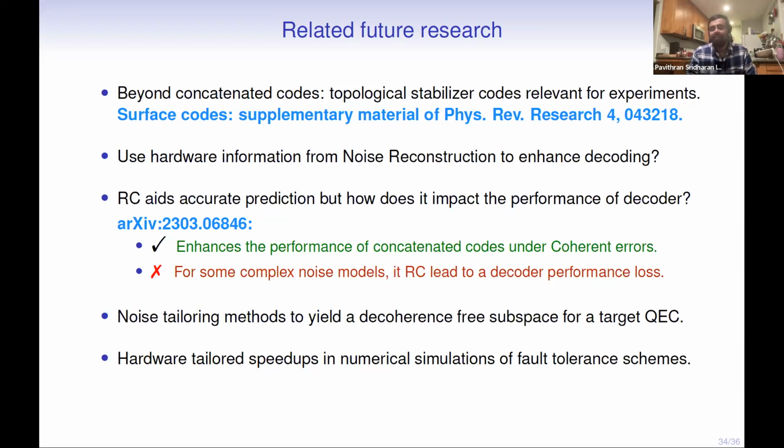I'm also interested in some techniques for speeding up numerical simulation of fault-tolerant schemes that involve importance sampling, which I've completely not gone into. And if someone is interested, I'm most happy to describe that in a nice way.